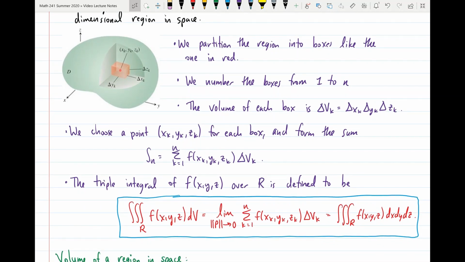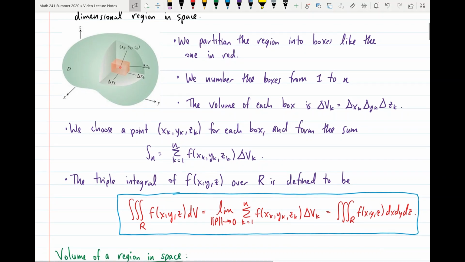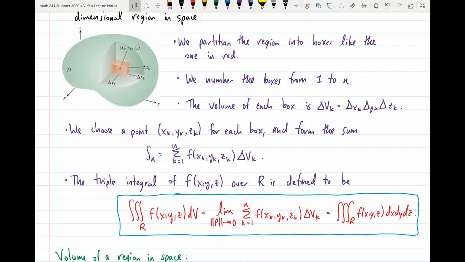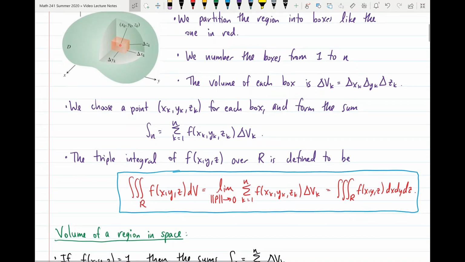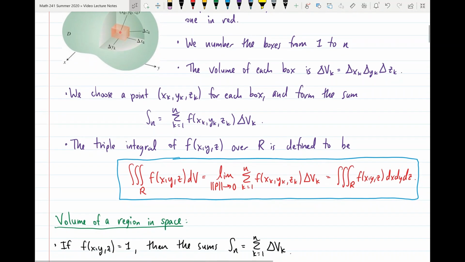Then we can choose a point x sub k, y sub k, z sub k for each of the boxes in the partition of the region in space here, and we can form the following sum, which is just a generalization of the Riemann sum that we had before. So we have S sub n equal to the sum from k equals 1 to n of the function evaluated at each of the points x sub k, y sub k, z sub k times the volume of the kth box.